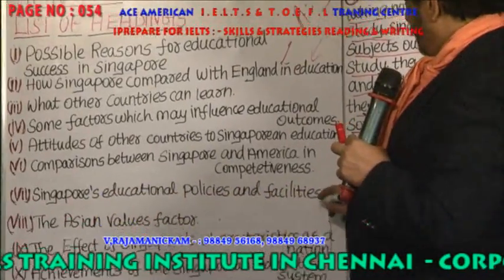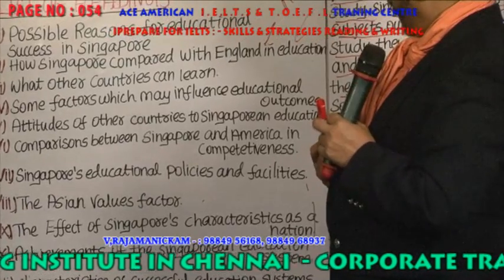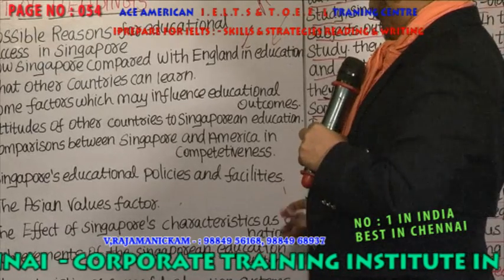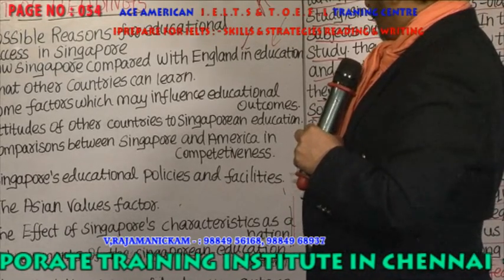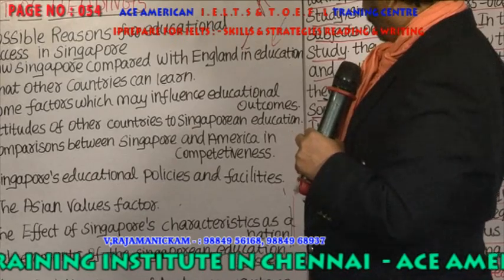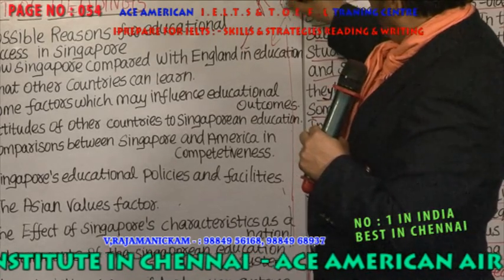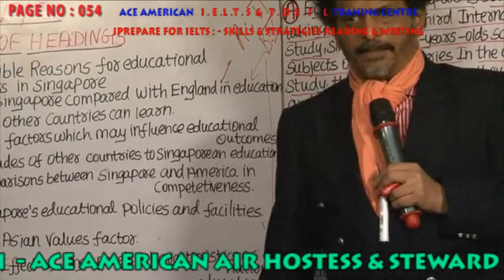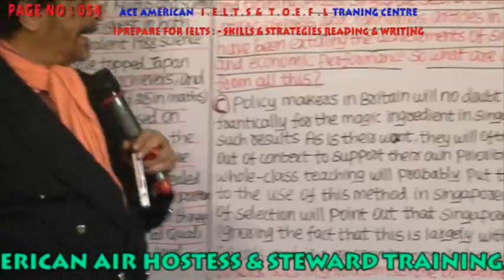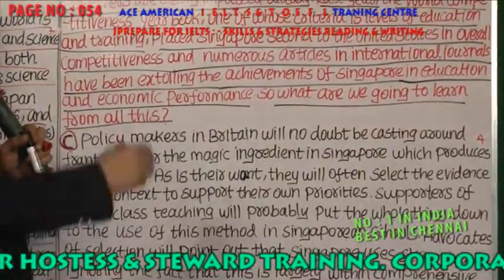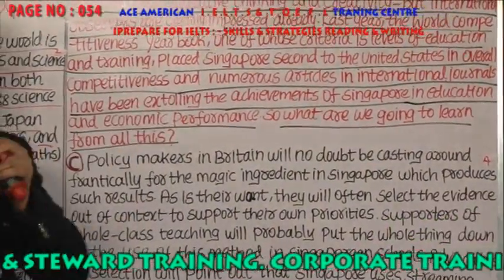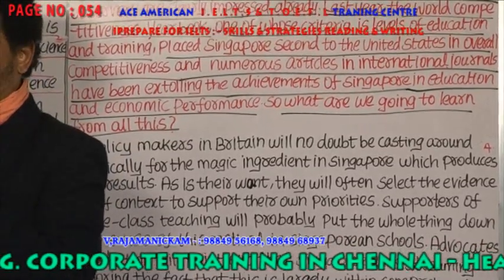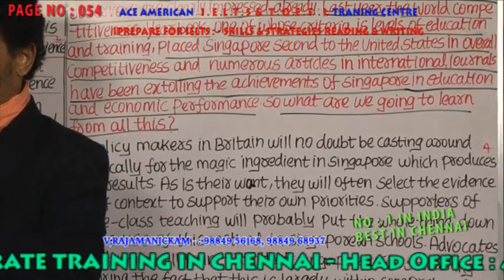Why? Because Singaporeans were able to get, for B, it is 10th. Singaporeans were able to come number 2 next to America in the world educational level. This was revealed from the Competitiveness Yearbook. So Singaporeans were able to get number 2 next to America.